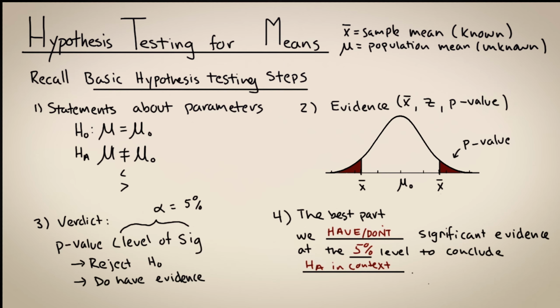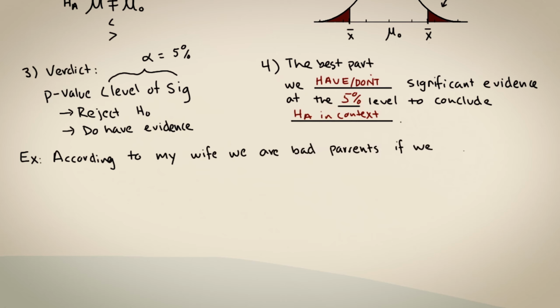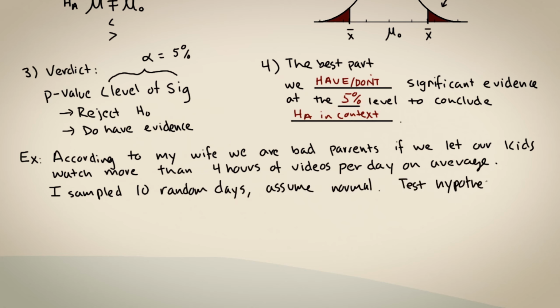So my wife is always nervous about being a bad mom, and so she wants to limit the amount of screen time that our kids get in a day. And so I assumed that the distribution of video watching is normally distributed. That's reasonable. Sometimes the kids watch a little bit more, sometimes they watch a little bit less. And so based on this data, we're going to test the hypothesis. She hypothesizes that we're bad parents, and let's see how it comes out.